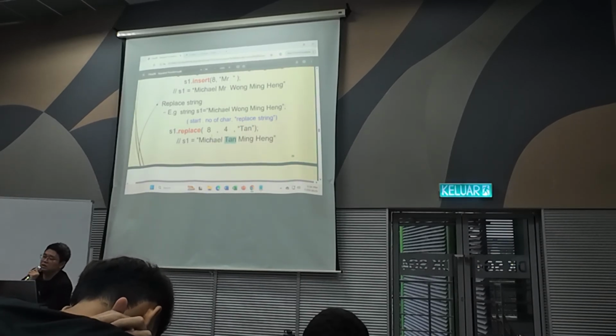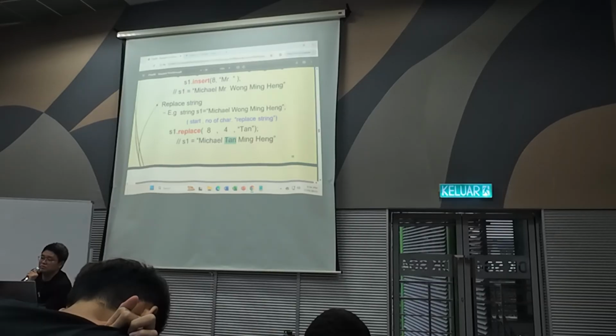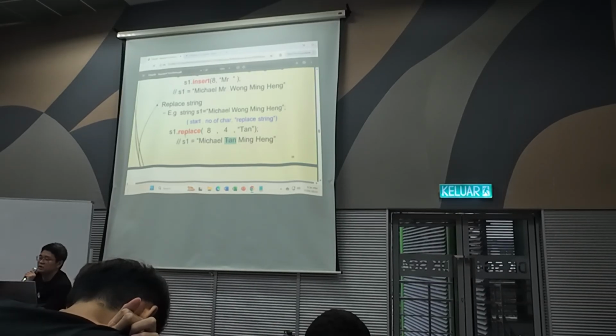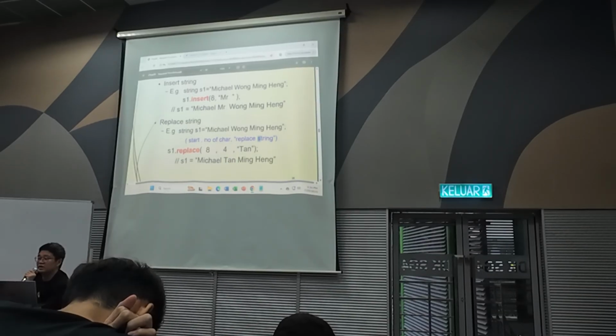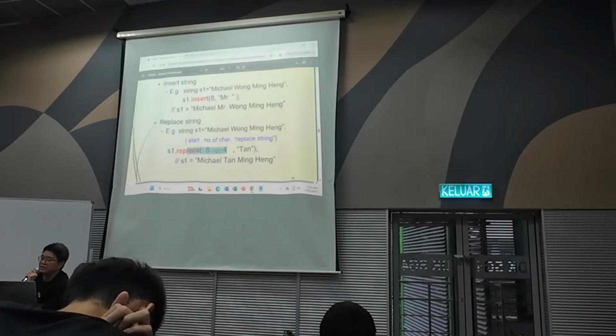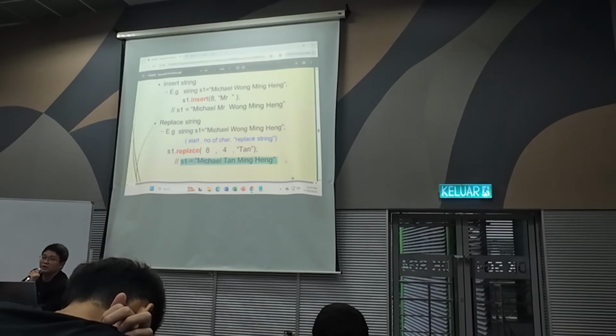So this is the replace. This is how the replace function works. So try it out. This is actually very easy. You just declare a string and then you use the replace function. Then you can get this output. Use cout to output the final result.